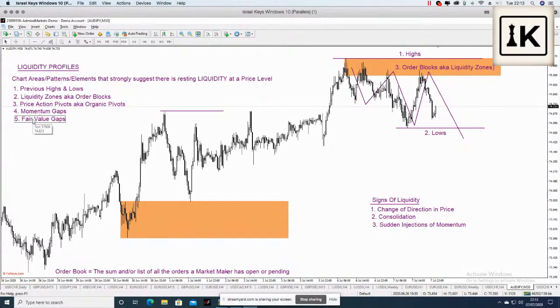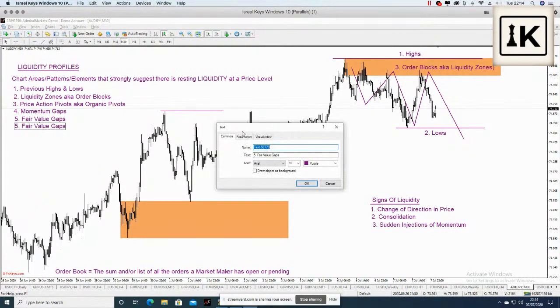Number 6. Which is a super one. Stop hunts. So I'm going to call them stop hunt market structure breaks. In essence, a market structure break that started as a stop hunt.